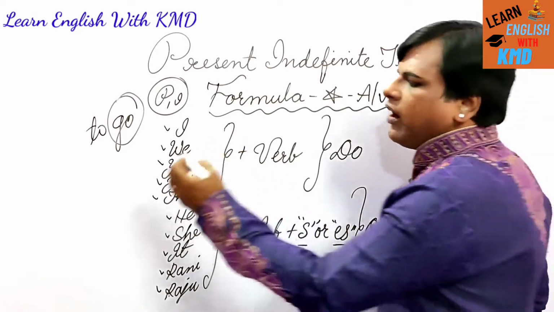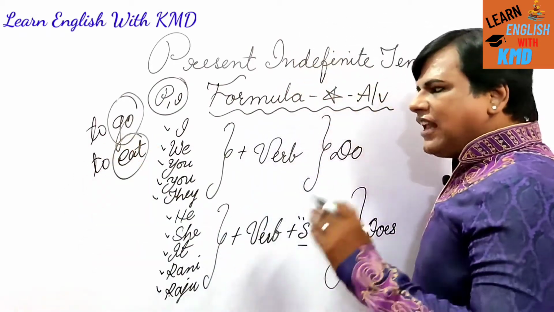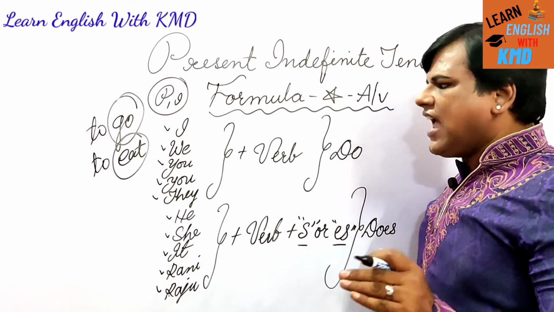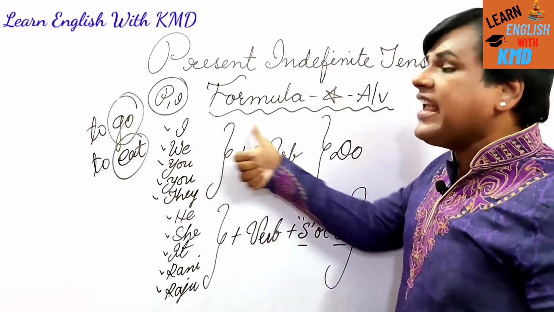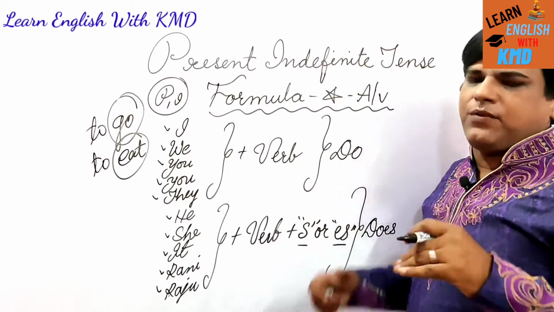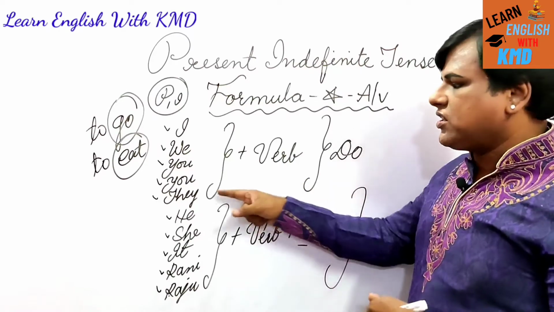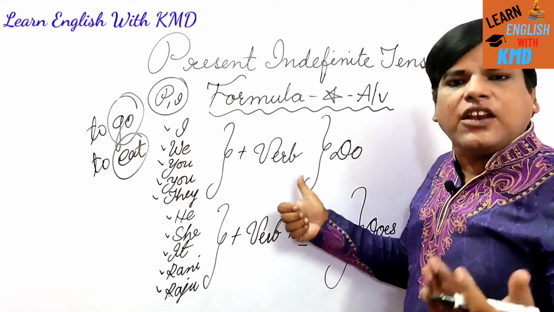Let's go with another verb. The other verb is to eat. Yes, you heard me correct. Let's talk about the second verb, eat, and here are the sentences. I eat. What do you eat? For example, I eat breakfast. We eat breakfast. You eat breakfast. They eat breakfast.